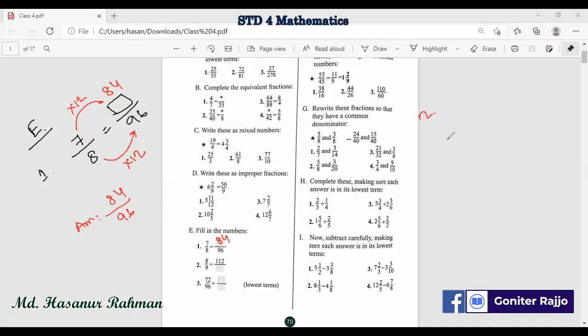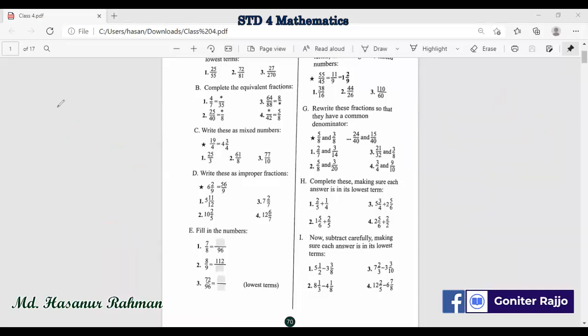Number 2 says 8 by 9 equal to 112 divided by some number. We have to find out the missing denominator. So how can we find out? We have to find out the relation between the numerators. If we multiply 8 times 14, then we'll get 112. Similarly, we have to multiply 9 times 14. So if we multiply 9 times 14, then the answer should be 126. And that is the answer of number 2. Very simple one.